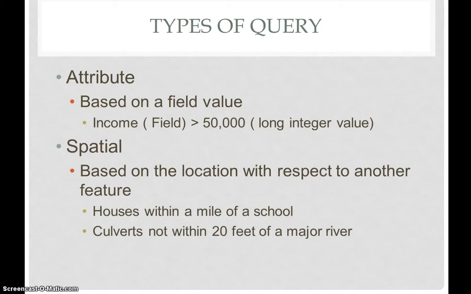A spatial query is based on location of one feature with respect to another feature. So I could look at houses within a mile of a school, culverts not within 20 feet of a major river, all of the culverts that are within a county, those kinds of things.